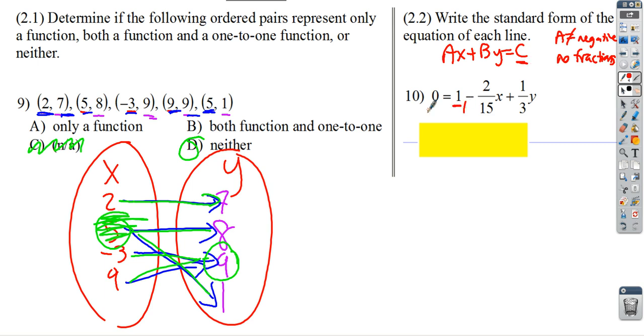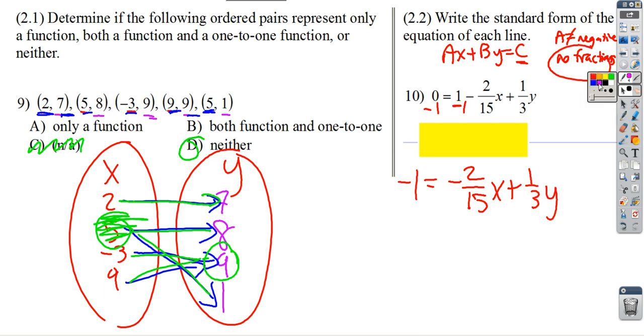So I'm going to move this 1 over so it's on its own side right there, and we're left with negative 2/15 x plus 1/3 y. Okay, this is important. We can't have any fractions, so what can I do to get rid of the fractions? Well, I see that there's a 15 and there's a 3, so I could multiply this by 15, because 15 cancels with itself once, and 3 goes into 15 5 times.